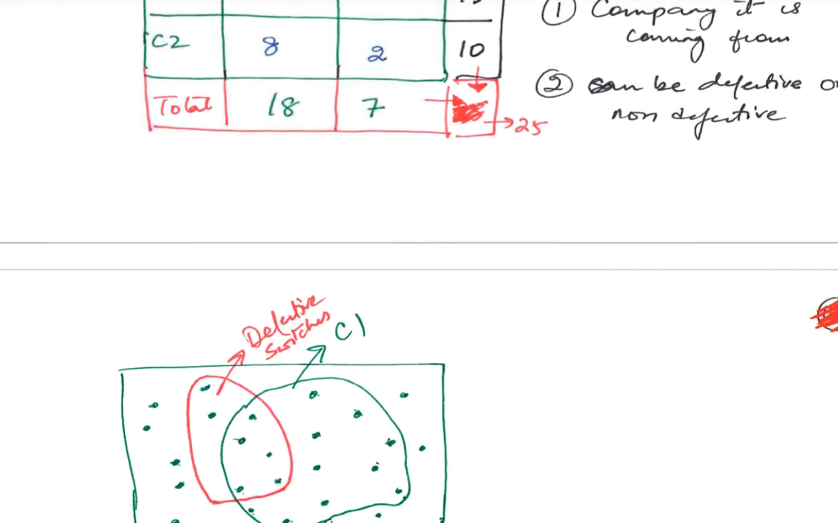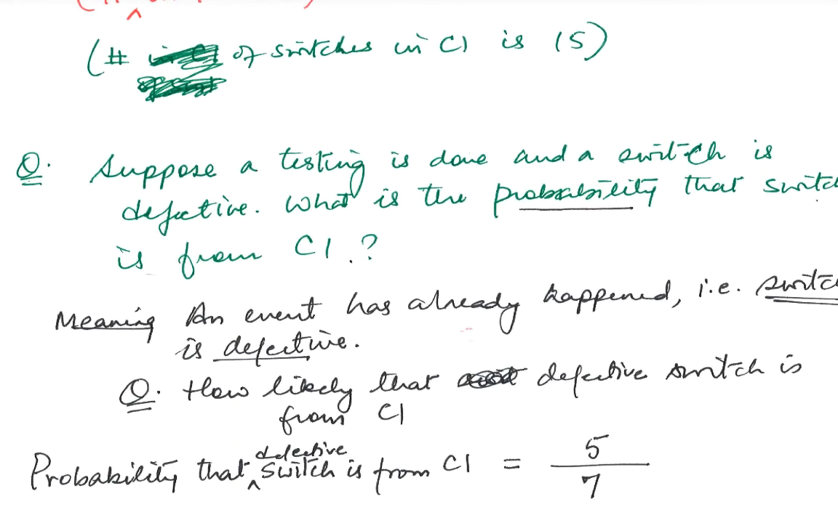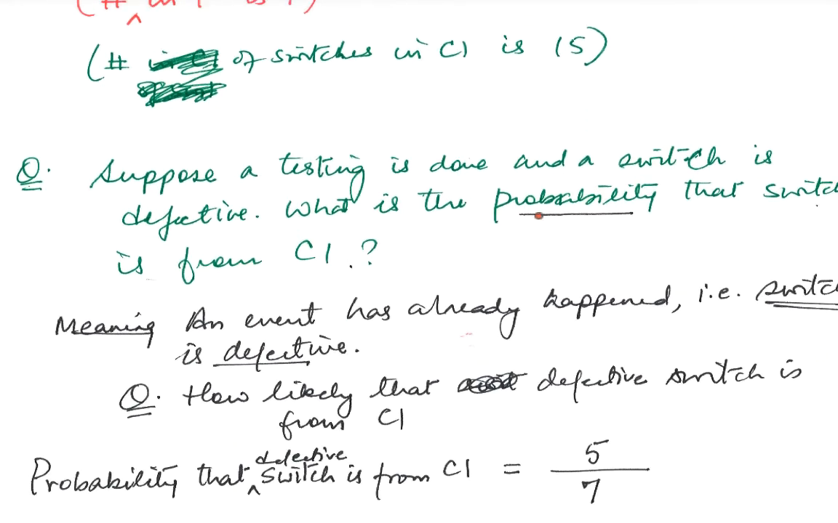So that's the problem we're looking at. The testing is done, and a switch is found to be defective. The question is, what is the probability that this defective switch is from Company 1? In simple words, an event has already happened: a switch is already defective. Now the question is the probability that the defective switch is from C1. So the answer is 5 over 7.